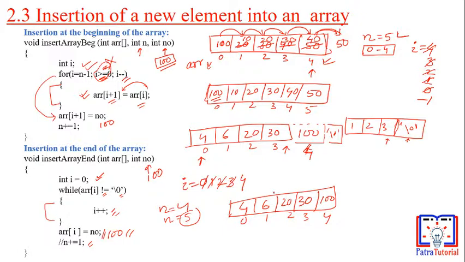So inserting a new element at the end of the array is very simple. You just need to go to the last index of the array. And how to find the last index? Once you get the \0 null character, that indicates the array is finished. So you can insert the new element at that index and just increment the size of the array. That's it. This is how you can insert a new element at the end of the array.